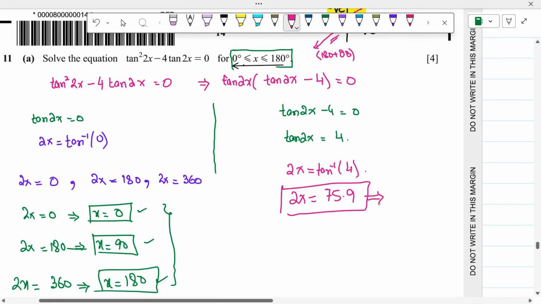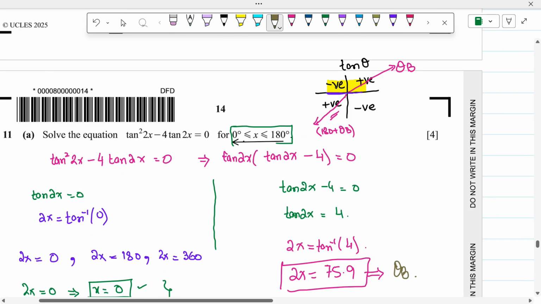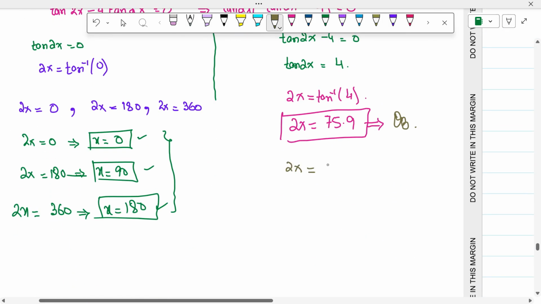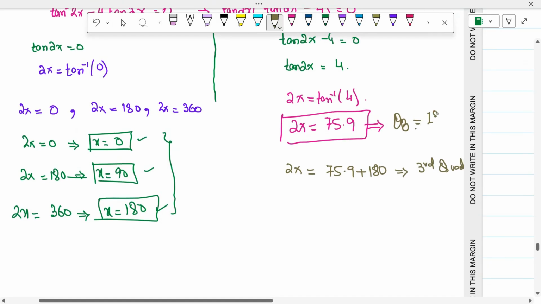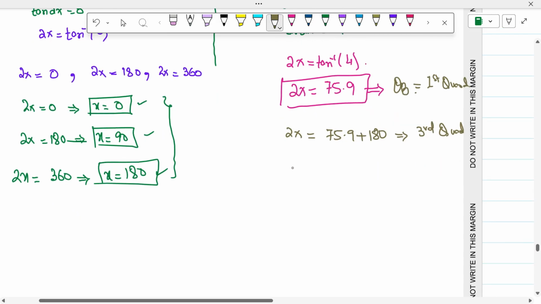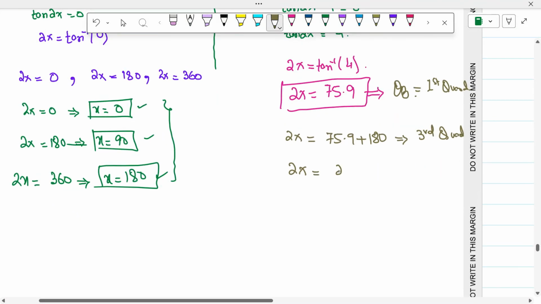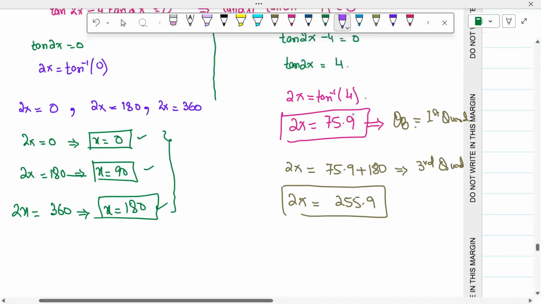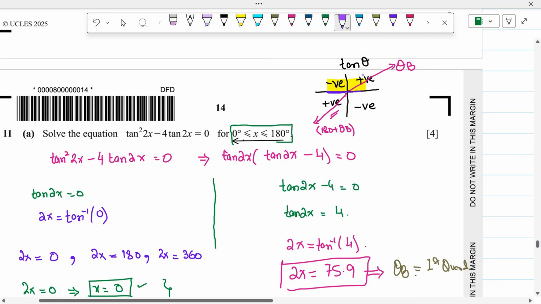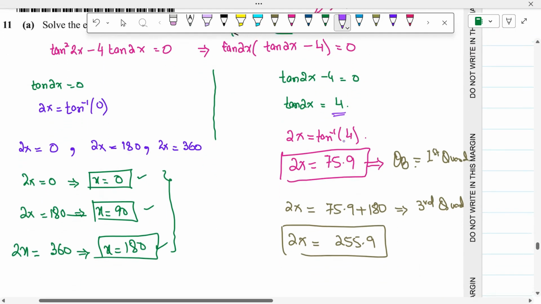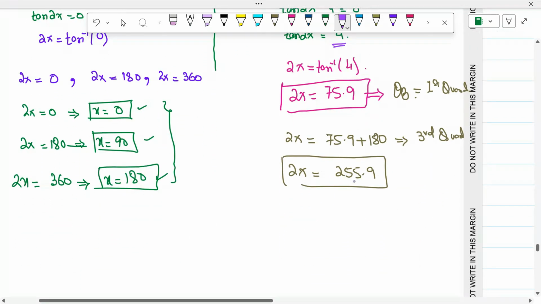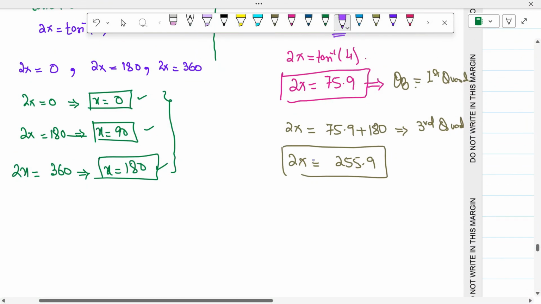So this is the base angle. So the angle in the third quadrant, which is also equal to 2x, is 75.9 plus 180, because this one is the angle in the third quadrant and this is the angle in the first quadrant. So 2x is equal to 255.9. Now we have calculated both angles of tangent theta which correspond to the value of 4, which are 75.9 and 255.9. Now we calculate the value of x using these two values.